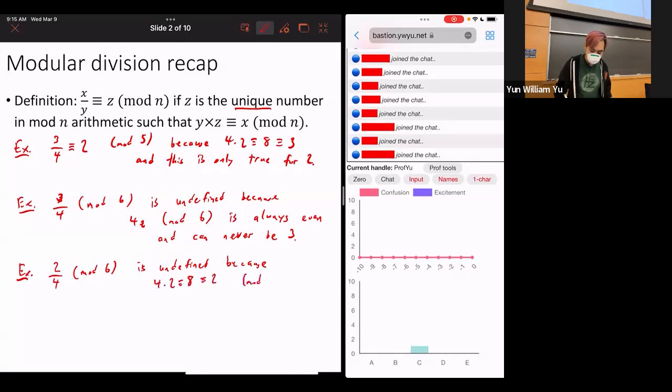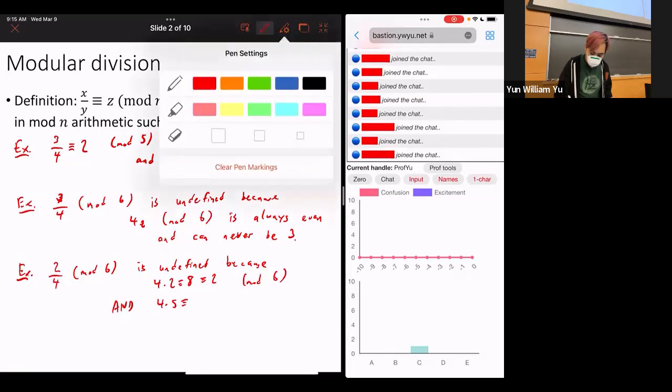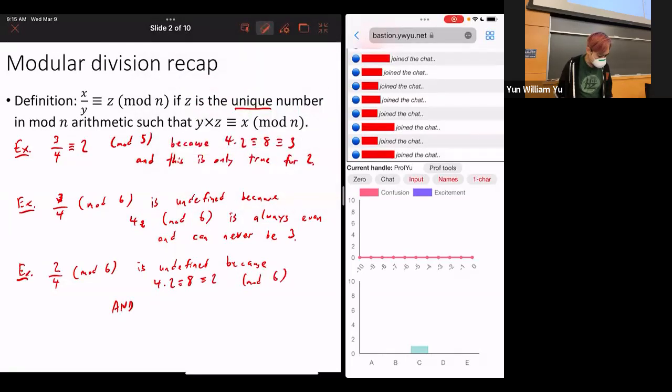This is undefined because 4 times 2 is congruent to 8, which is congruent to 2 mod 6. But at the same time, 4 times 5 is congruent to 20, which is also congruent to 2 mod 6.